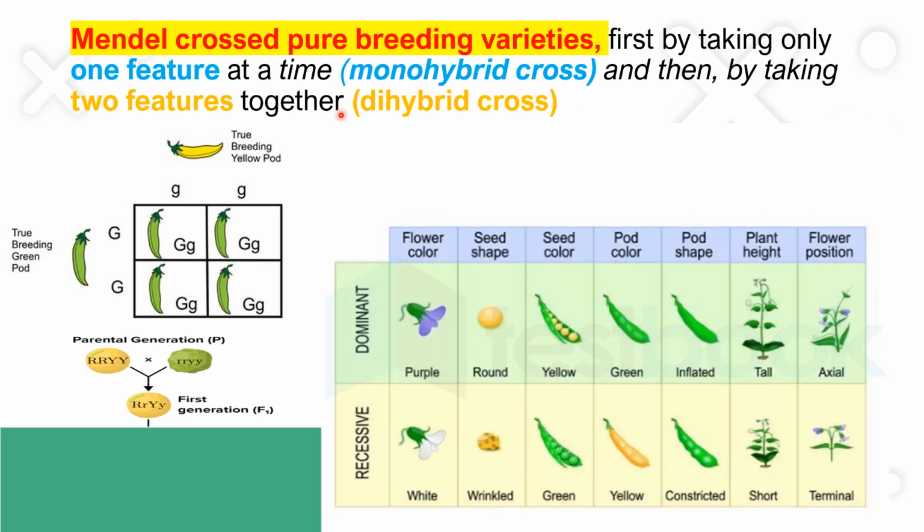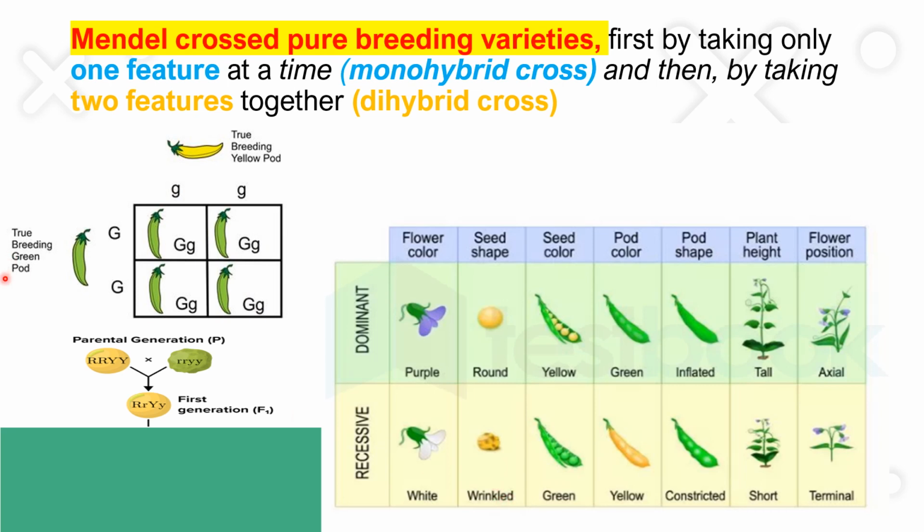But in the case of dihybrid cross, 2 features he took at a time. He took 2 features at a time, that is called dihybrid cross. For example, seed shape and seed color, these 2 are 2 characters. For each parent he took 2 characters at a time. Then round and yellow, these 2 are dominant traits. Wrinkled and green, these are recessive traits.